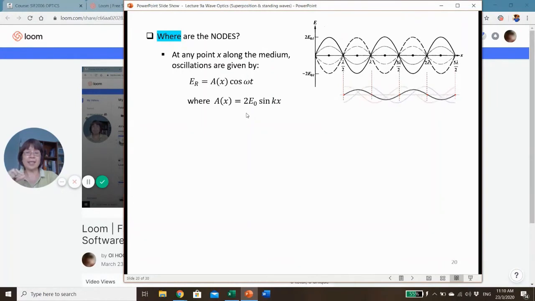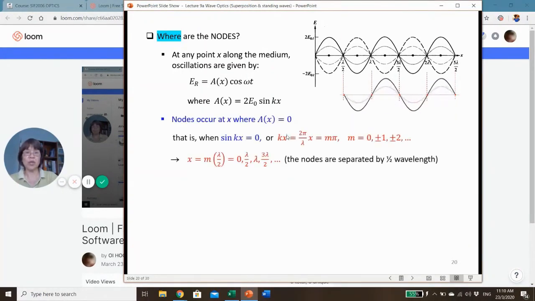Nodes are where the amplitude is 0, so we equate this to 0, and that occurs when kx is equal to m pi. Substituting for k as 2 pi over lambda, that will give us x equal to m lambda over 2. Therefore, the position where the nodes are is given by distances of half wavelength. So the nodes are actually separated by half wavelength, as you can see here.